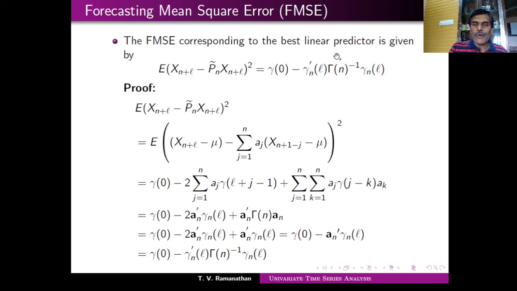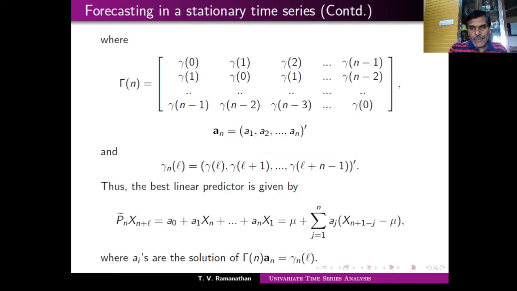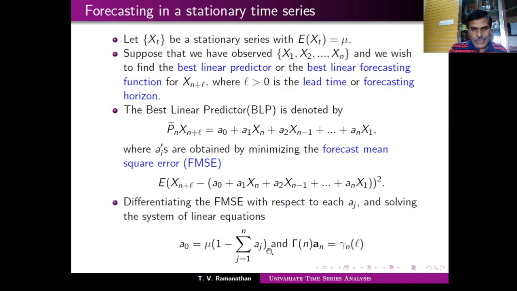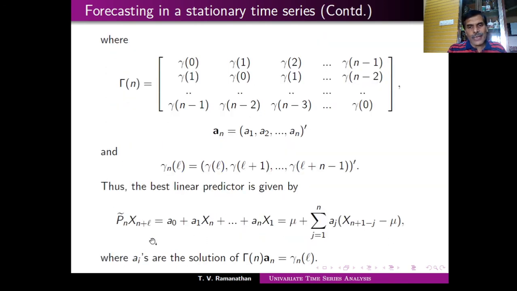So what is this all about? This is the forecast mean square error, and this is corresponding to the best linear forecast. And what is the best linear forecast? The best linear forecast is given by this quantity. In that, what are the aj? The aj are obtained by this formula. And what is a naught? A naught is like this. So you can write it like this: the best linear forecast is given by this equation. Actually, we can simply ignore the a naught because that will come in terms of the mu.